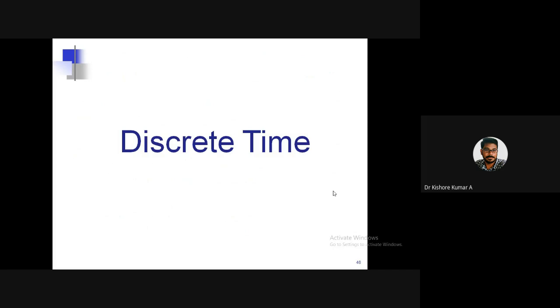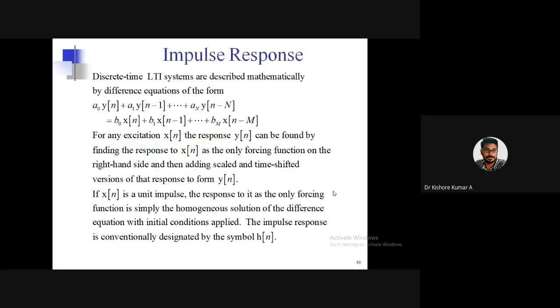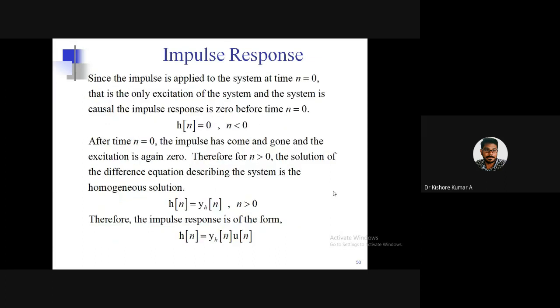And here now come discrete-time systems. Similarly to continuous time, we can have the impulse response, but only in discrete-time form. In discrete time, the impulse response is conventionally designated with the signal h of n. So for both cases, h of n is equal to 0 for n less than 0.